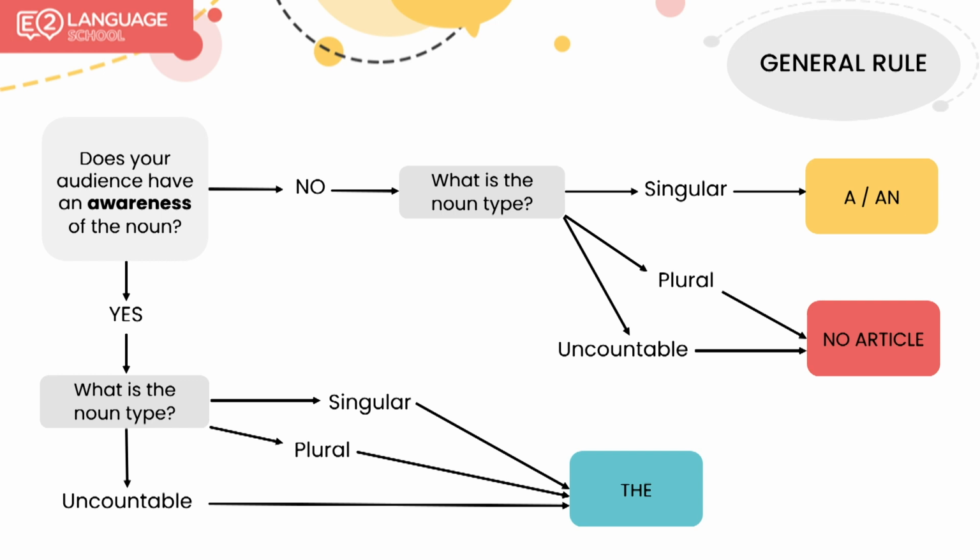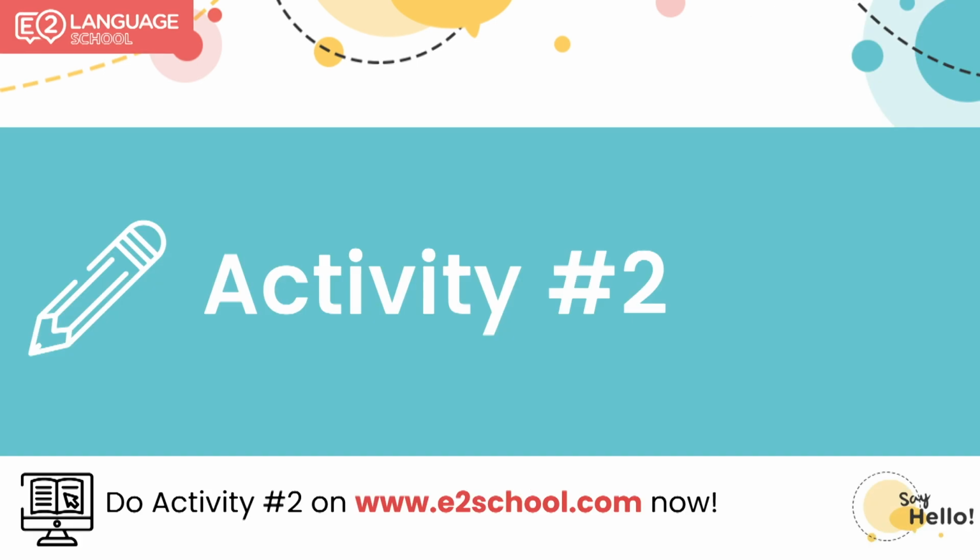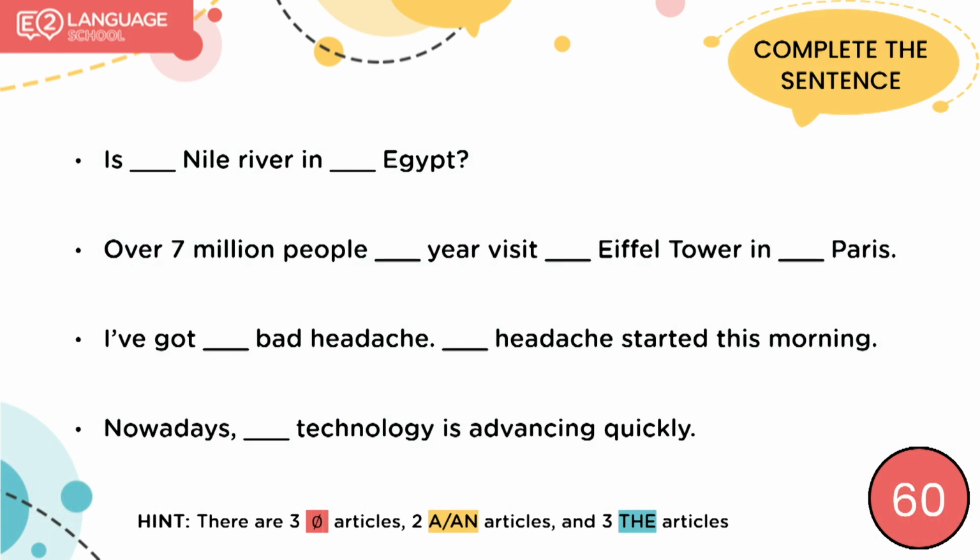All right, now it's time for activity number 2. So if you're on E2 School, just do this activity on our website below the video. You need to complete the sentence with either the, a or an, or no article at all. So to give you a little hint, there are 3 zero articles, 2 indefinite articles, and 3 definite articles. You've got 1 minute to complete this activity.